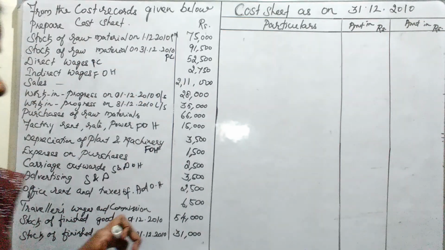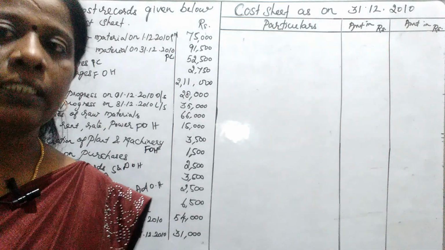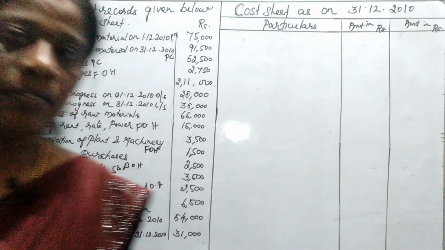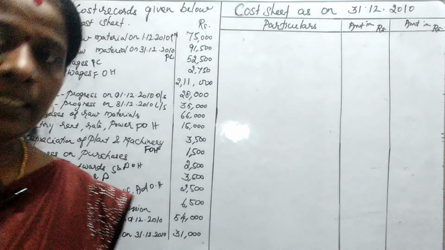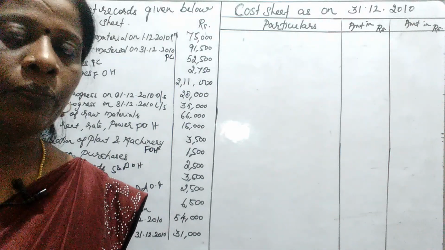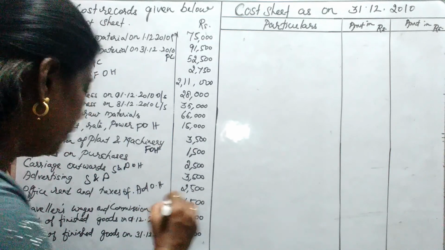Next, travelers' wages and commission. Travelers' wages means, for product sales, the salesman's travel expenses are called travelers' wages and commission, and the salesman's commissions are also included. So this comes under the selling and distribution.